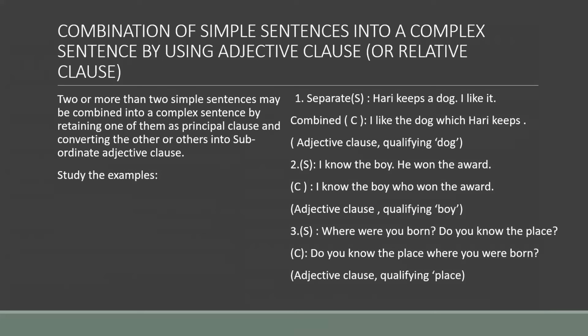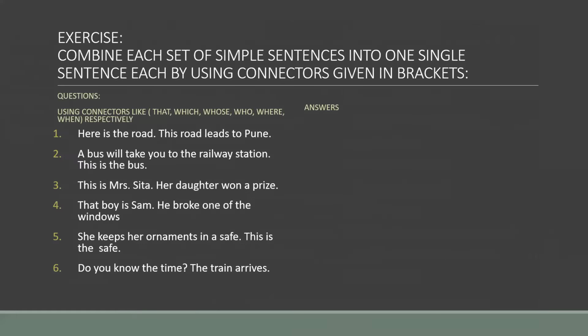Where were you born? Do you know the place? Two questions are asked here. When you combine them, it is talking about the place. So, qualifying the place, here you use the adjective clause. Do you know the place where you were born? See the example here using the connectors like that, which, whose, who, where, when, respectively.